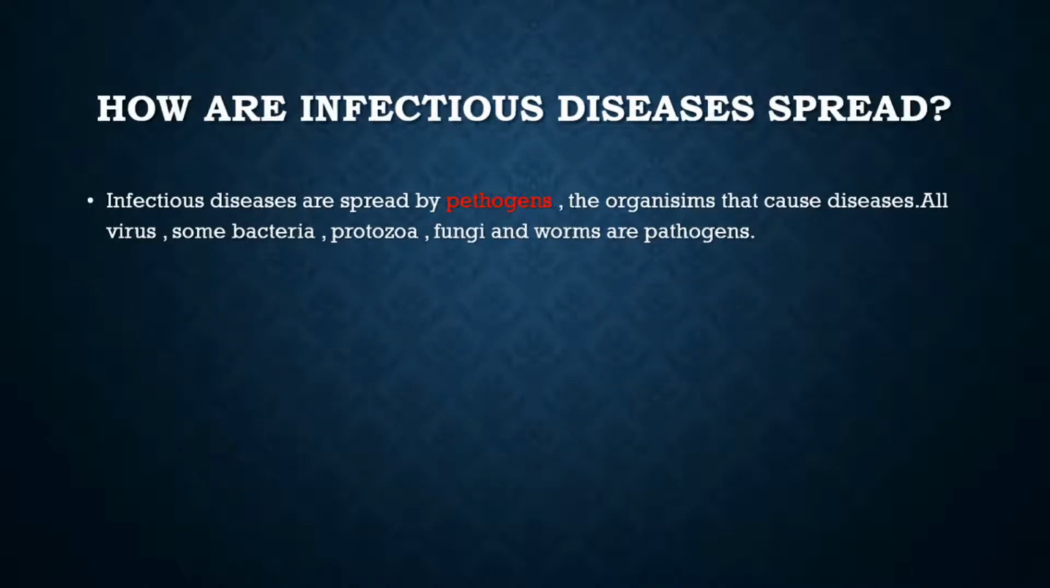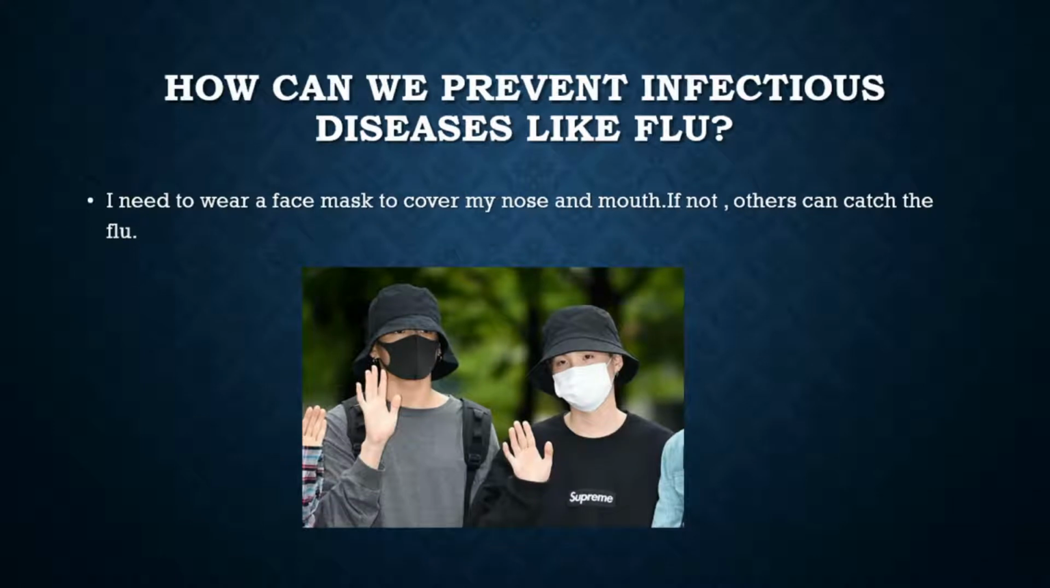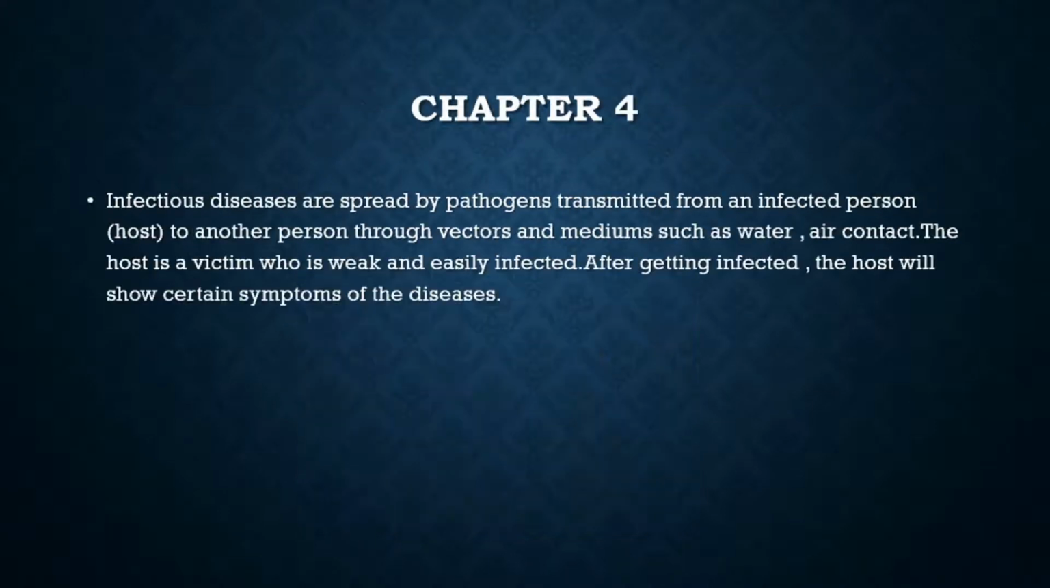How are infectious diseases spread? Infectious diseases are spread by pathogens, the organisms that cause disease. All viruses, some bacteria, protozoa, fungi, and worms are pathogens. How can we prevent infectious disease like flu? We need to wear a face mask to cover our nose and mouth. If not, others can catch the flu.